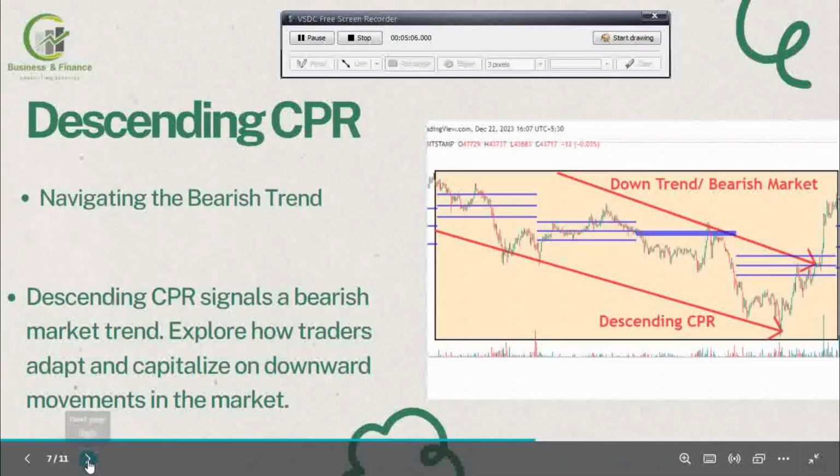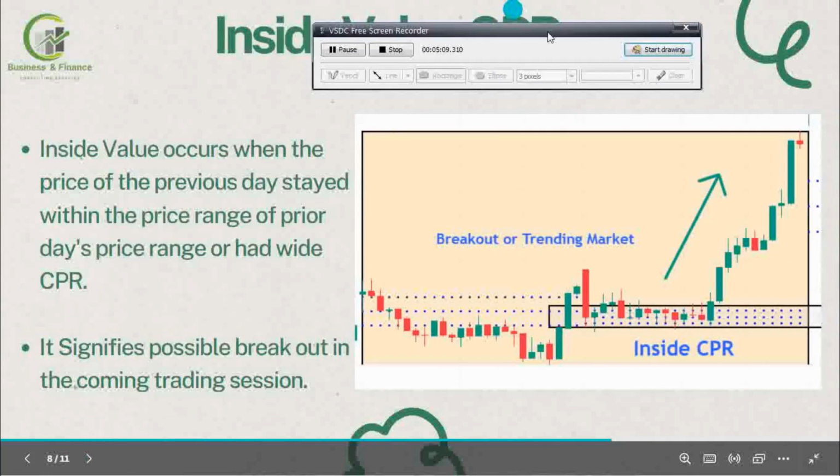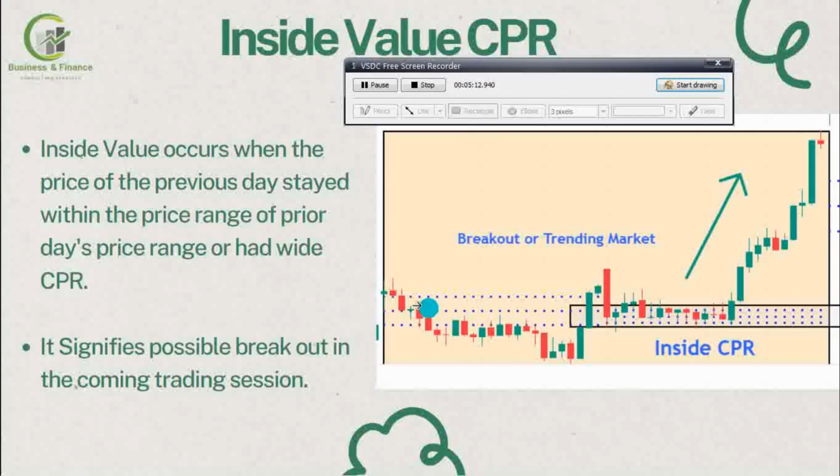Now the fourth one is inside value CPR. Inside value CPR occurs when the previous day's CPR is wider and the following CPR forms under yesterday's or the previous CPR. So we call it inside CPR, where the present CPR is inside the previous day's CPR. During this inside CPR, almost 70% of the time the market gives us a breakout or trending mode, whether on the downside or upside. So this will help you to predict the market breakout.